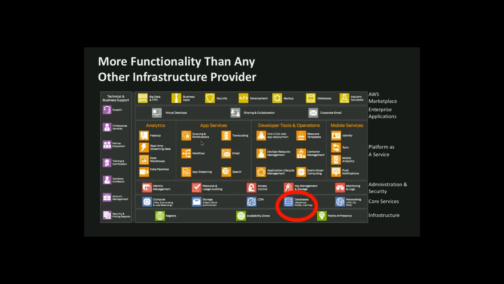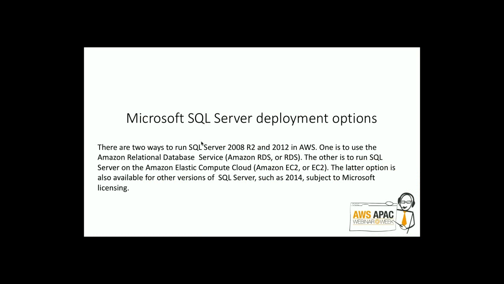So, Microsoft SQL Server deployment options. There are two ways to deploy SQL Server on AWS. I mentioned them before, but this is just to recap. So one option, you'll note here, I'm talking about 2008 R2 and 2012. I'll talk to you in a minute about 2014. But 2008 R2 and 2012 can be deployed to Relational Database Service, which is Amazon RDS, or even shorter again, RDS, which is our managed database service.